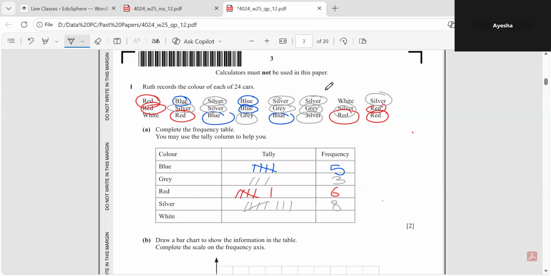Now what is left? That is white, so no need to color it. This is 1 white and this is 2 white. Nothing is left, so we are going to write 2 lines and this is the frequency completed.